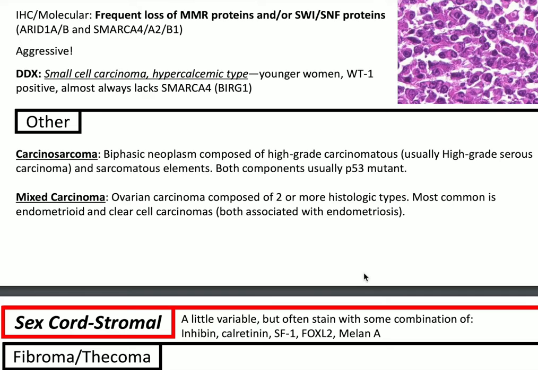Carcinosarcoma and mixed carcinomas. Carcinosarcoma is a biphasic neoplasm with high-grade carcinomatous, usually high-grade serous, and sarcomatous elements. Both usually have P53 mutant. Mixed carcinoma is an ovarian carcinoma composed of two or more histologic types. Most common is endometrioid and clear cell carcinomas.